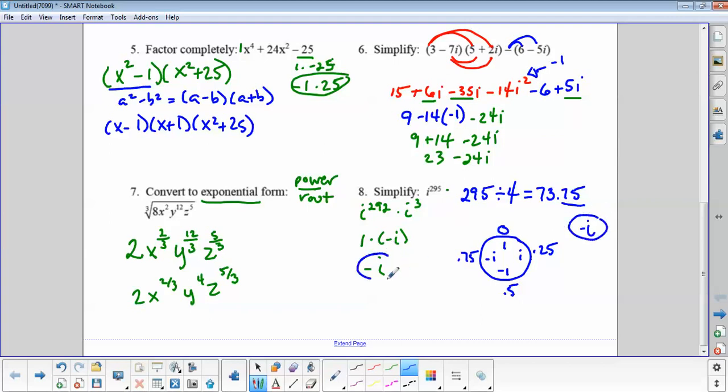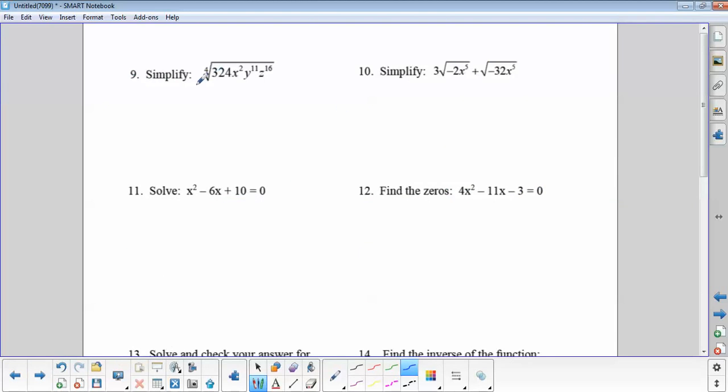Same answer, just a different method. Alright, let's go to the next page. So we need to simplify this fourth root here. We're going to start by breaking up the 324. If I divide it by 4, I get 4 times 81, and the 4 is 2 times 2, and the 81 is 9 times 9, which is going to be 3, 3, 3, 3. So anything that shows up 4 times is going to come out of the root.